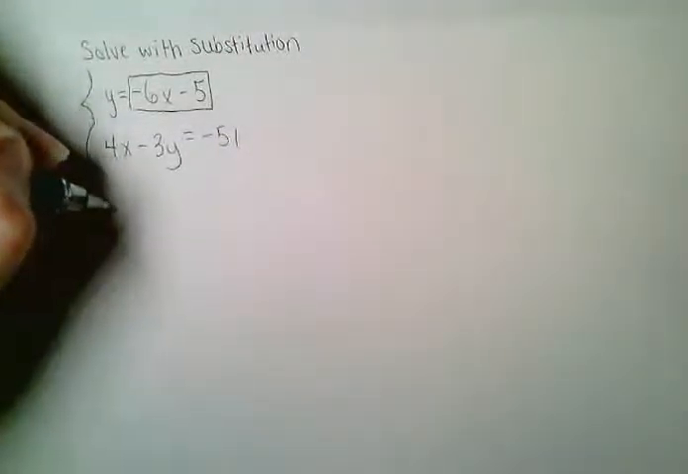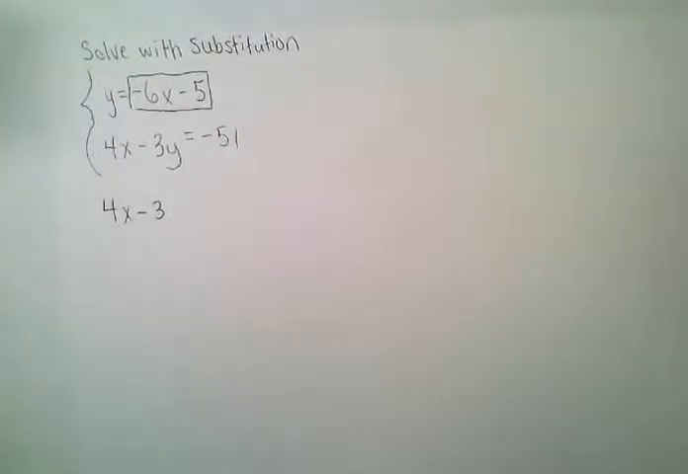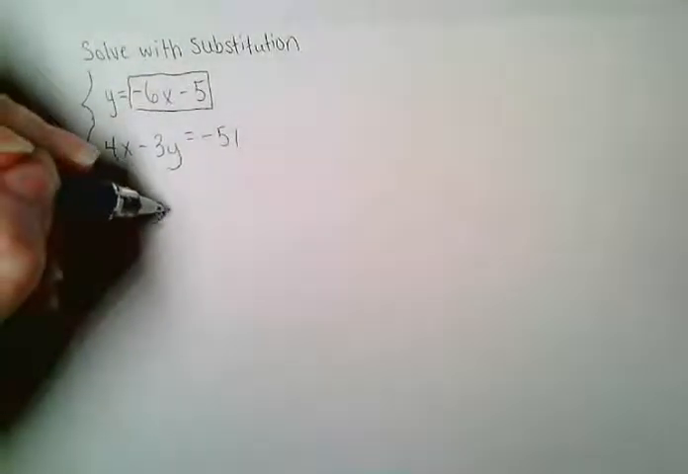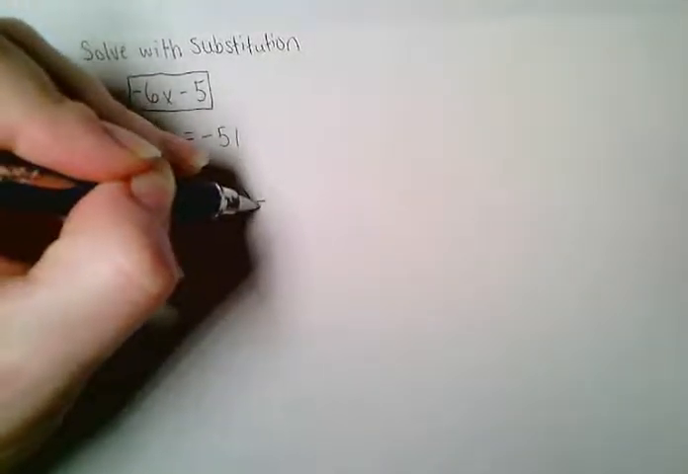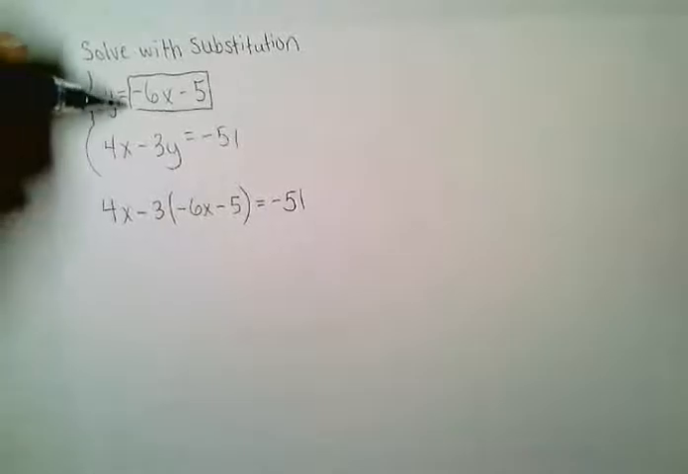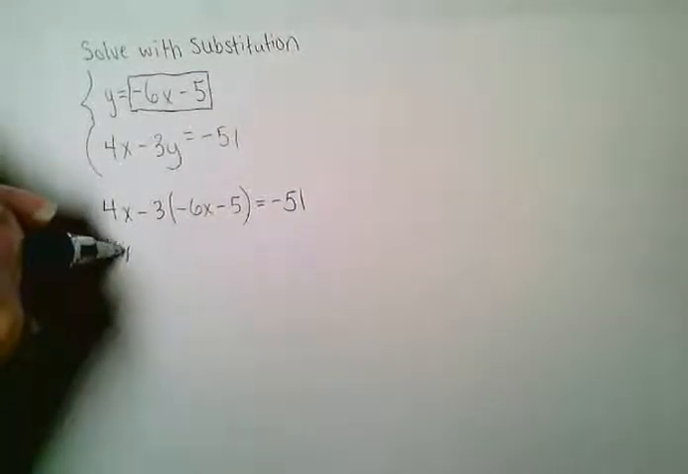So what I mean by that is instead of 4x minus 3y, I'll write 4x minus 3 times this guy. So that would be 4x minus 3 times negative 6x minus 5 equals negative 51. So I substituted this whole expression in for y. So now that I've done that, I can go ahead and simplify.